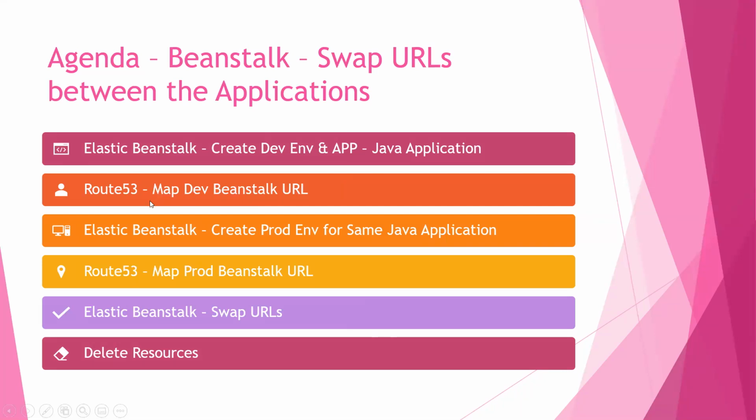Then here you can swap directly using Beanstalk, and it will not take any downtime. And if all changes are not impacted and we want to roll back, we can just swap it again and roll back. So it is very easy to do the swapping between UAT or production or demo production, any environments. We can use multiple environments for doing the same activity. And in the last, we will delete the resources.